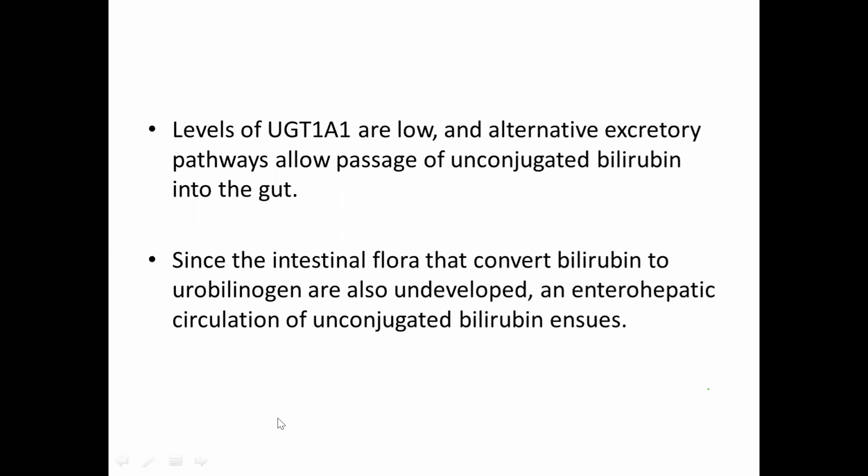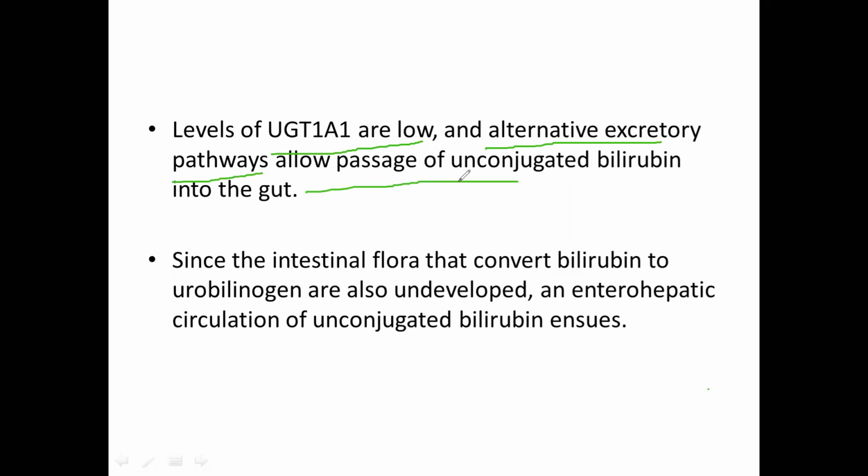bilirubin. Again, the levels of UGT1A1 are low. So what is UGT1A1? We have just seen that in the previous slide. And because of this, an alternative axillary pathway is formed, which allows the passage of unconjugated bilirubin into the gut. So in bilirubin metabolism, we have seen the bilirubin which is formed in the reticuloendothelial cell comes to the liver for conjugation, and from the liver it enters into the gut.